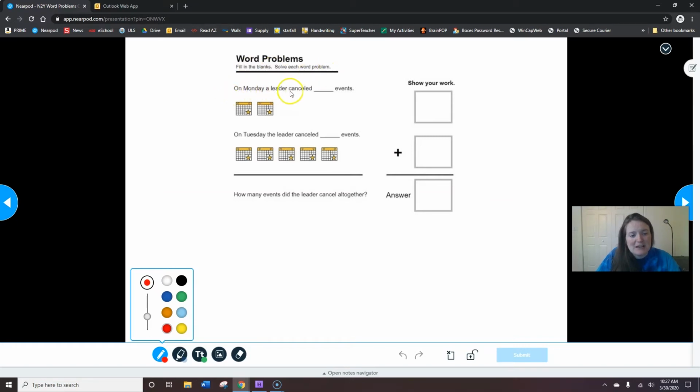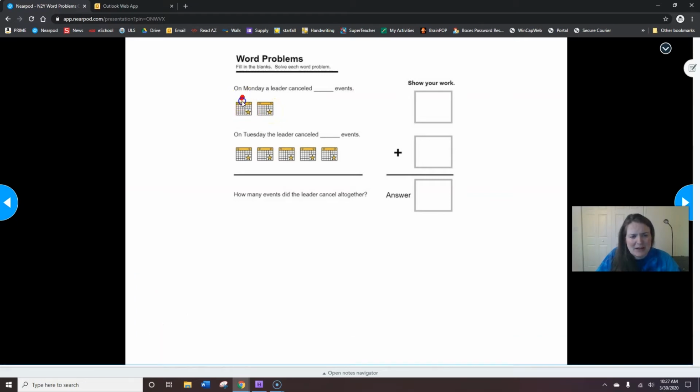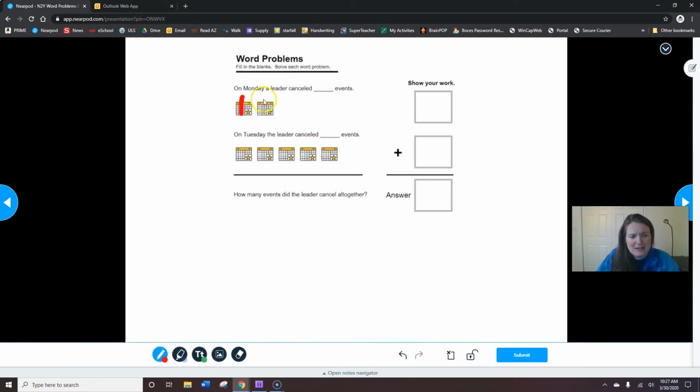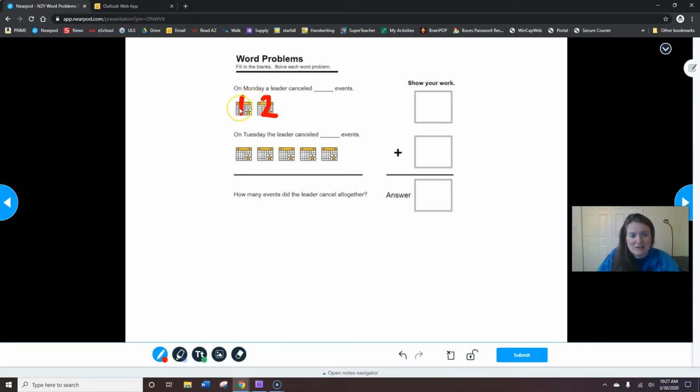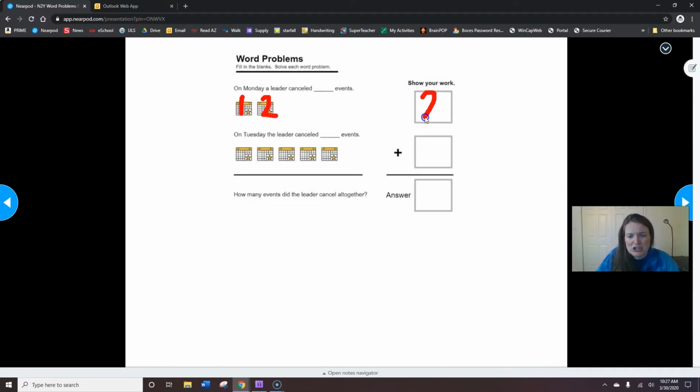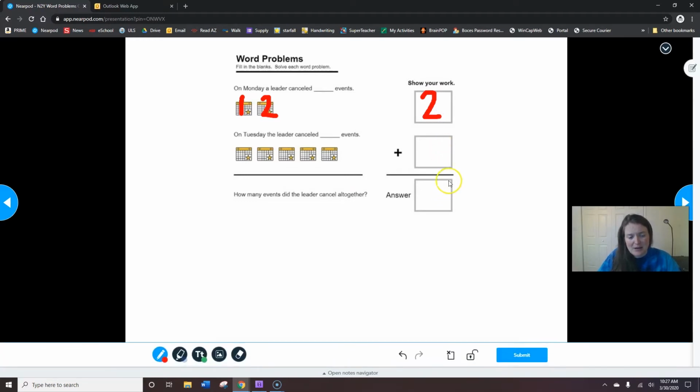On Monday, a leader canceled blank events, just like our leader canceled events in New York. So we need to count the events. Sorry, this is a symbol for event. So we're going to count 1, 2. I labeled, and now I count just to make sure it's right. 1, 2. So we're filling in the blank. Right here we have 2 events that were canceled on Monday.